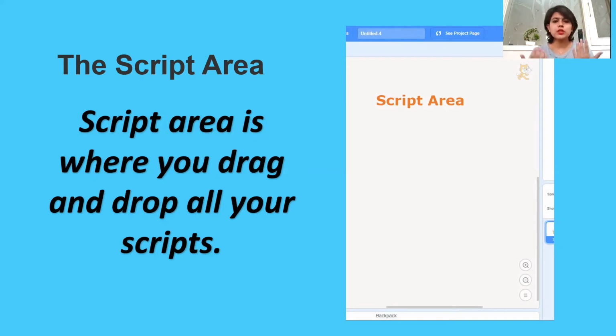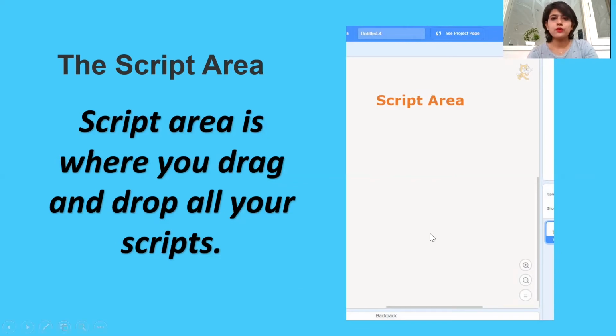Whatever the codes, whatever the commands and actions you are giving to your sprite, you have to drag each and every code in the script area. So this is the working area, the program which is going to run for the sprite, for the background, for the stage. It has to be dragged over here in the script area. Okay, so the middle part is really very easy. It is not a difficult one.